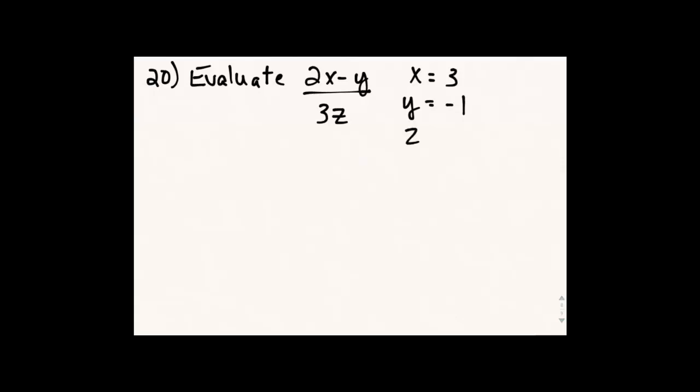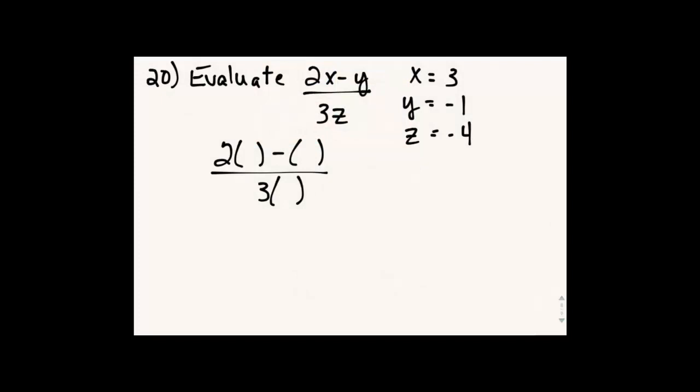It says evaluate 2x minus y over 3z for x equals 3, y equals -1, and z equals -4. So we're going to plug in, put parentheses for each variable, and be very careful about which variable goes where.